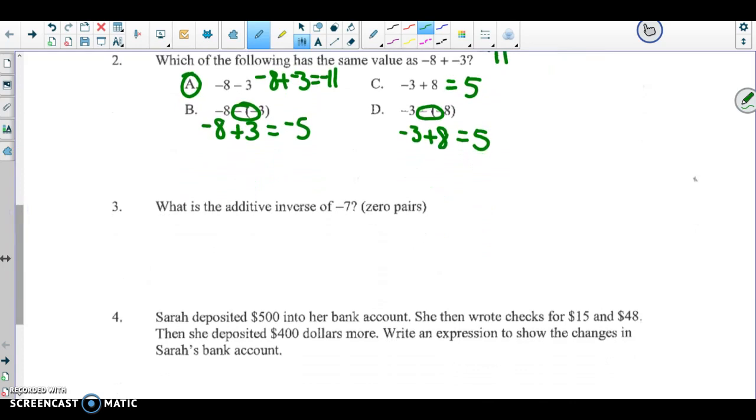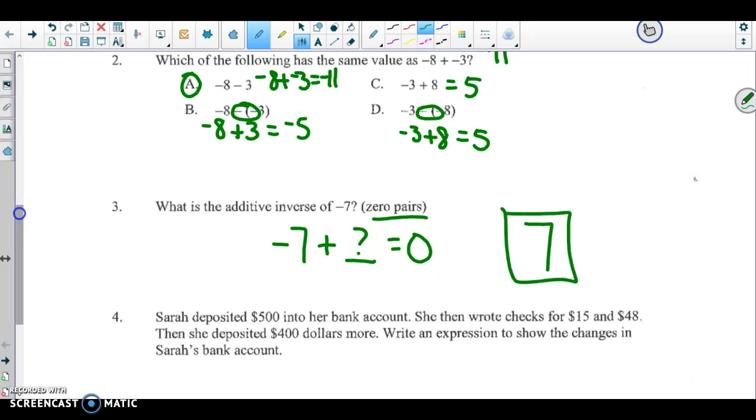What is the additive inverse of -7? Well, if I needed to get back to 0, what would I add to -7 to get back to 0? That's what a zero pair is. Well, it would be the opposite, the additive opposite. So we would have a +7 that we would add to -7 to get back to 0.